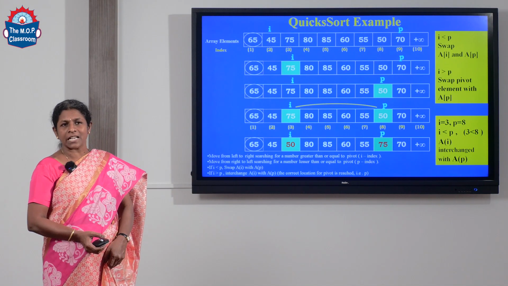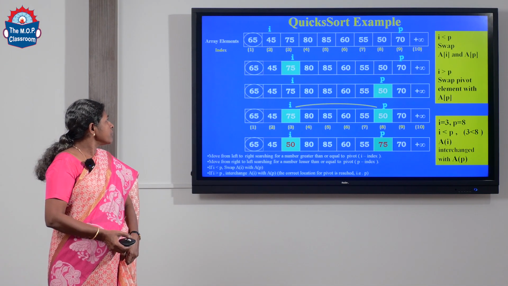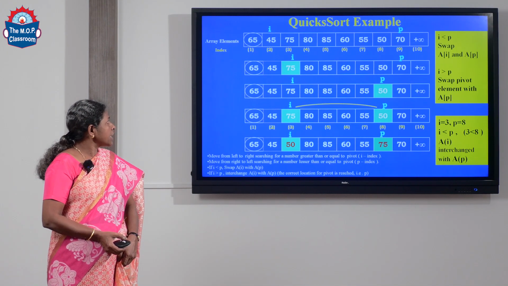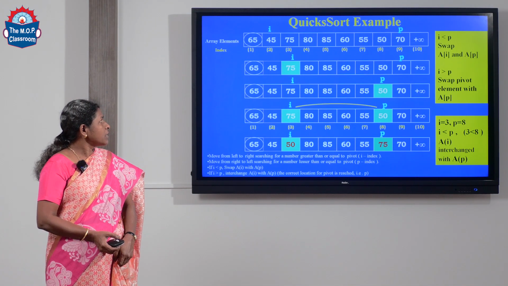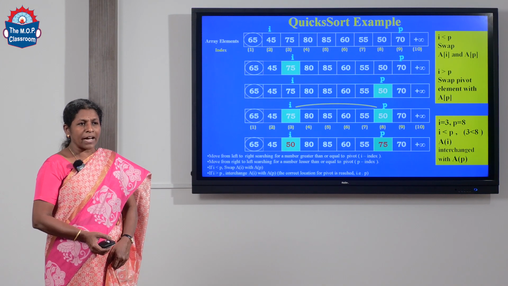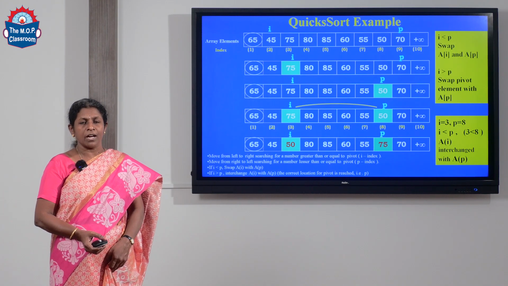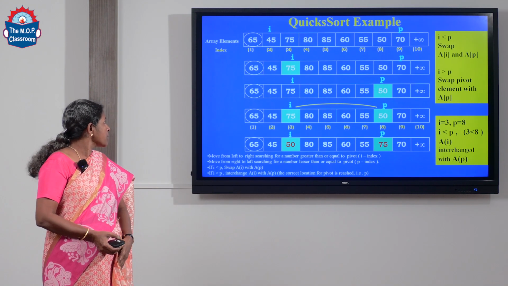Now, we will take this example. If you see here, we have been given 9 elements: 65, 45, 75, 80, 85, 60, 55, 50, 70. Now, I want to sort the given numbers. So, what I am going to do is consider 65 as the pivot element. According to me, my first number is the pivot element.